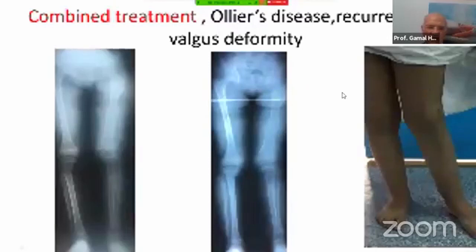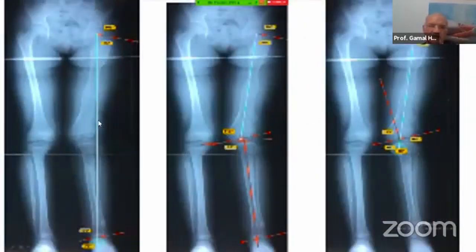And we drew the lines, we drew the mechanical axis from the center of the hip to the center of the ankle. It passes lateral to the center. That means the patient has a valgus deformity. Where does that valgus deformity lie? Then we drew the mechanical axis of the femur from the center of the hip to the center of the knee. So actually it's mostly femoral deformity, but we also have a little tibial deformity.